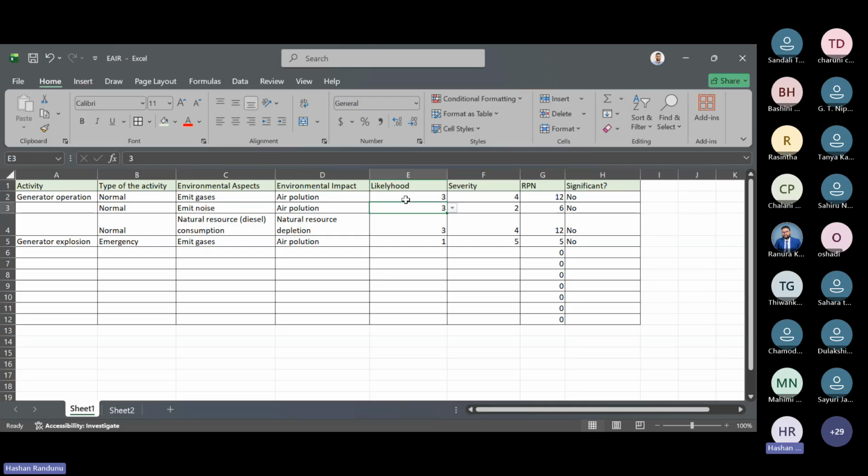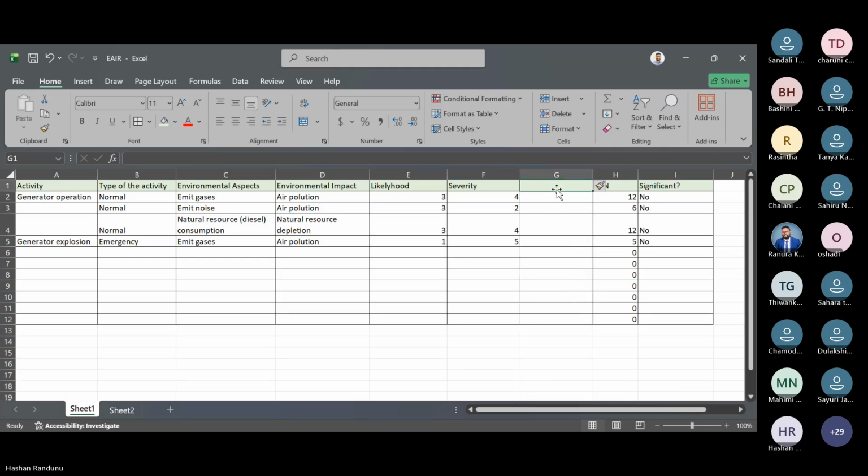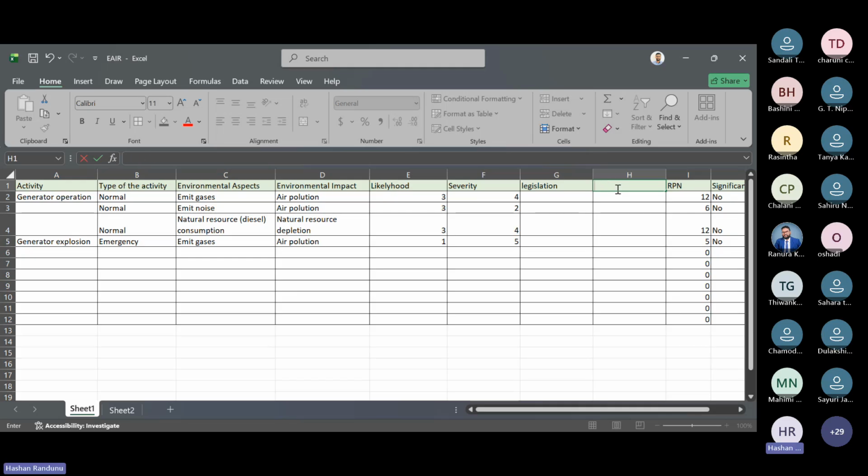So if you consider more criterias, you will get the RPN by multiplying all the criterias, right? If you think that fits, you can get a weightage for different criterias as well. Anyhow, you need to determine a proper criteria in order to identify proper environmental aspects. If your criteria is weak, then you will not be able to identify proper significant environmental aspects. Right. So you can further develop this by adding legislation and existing controls.